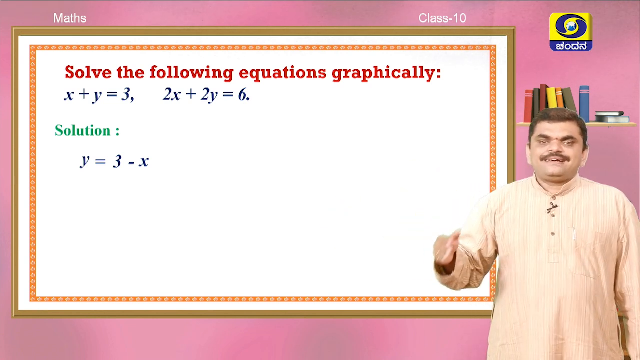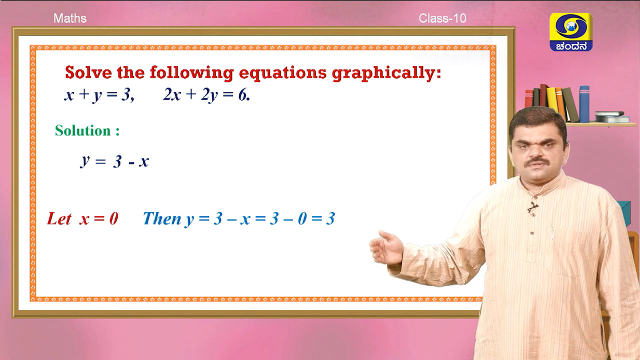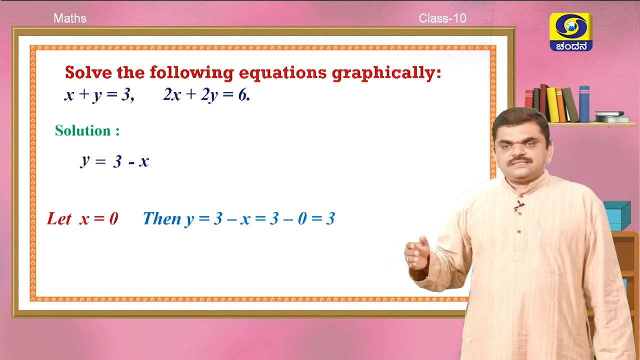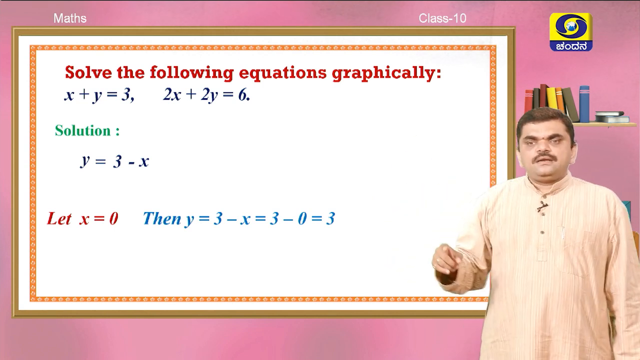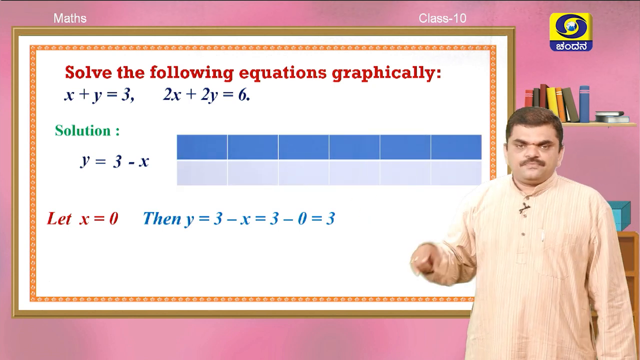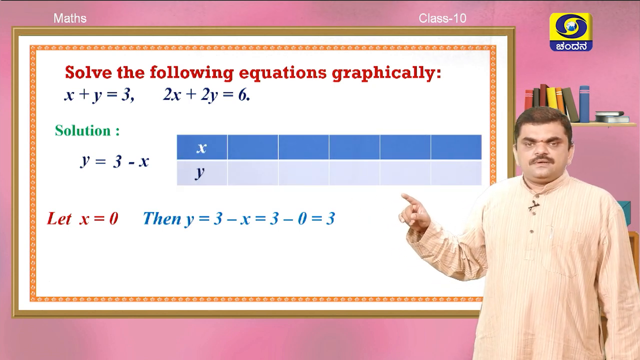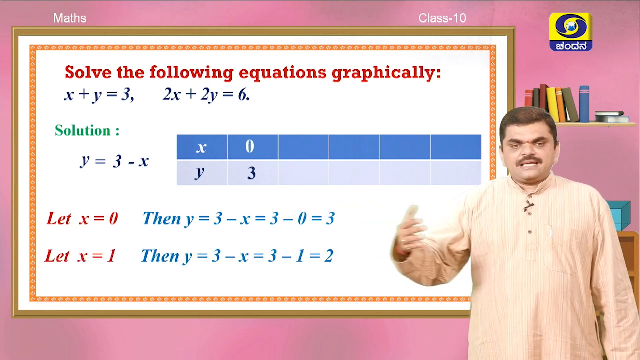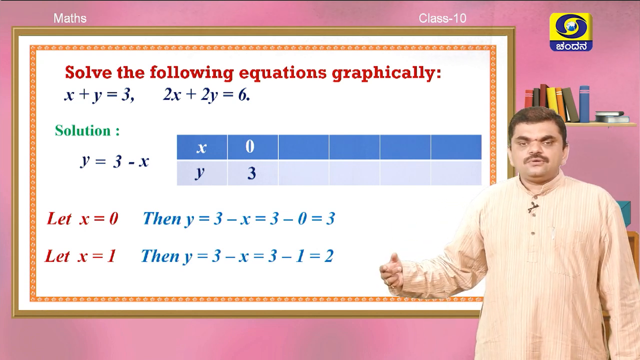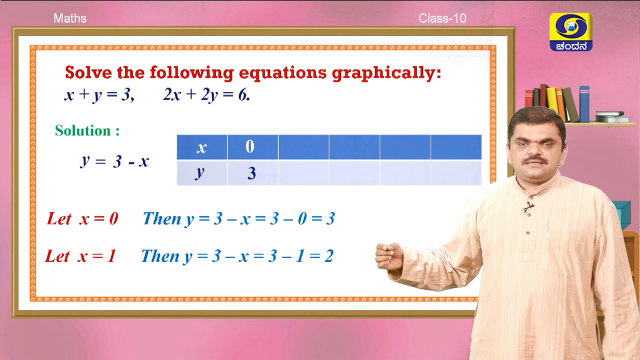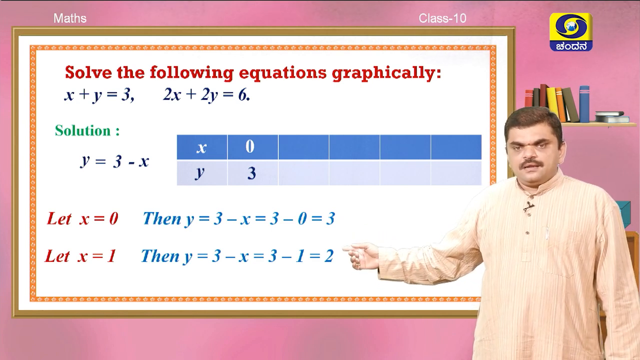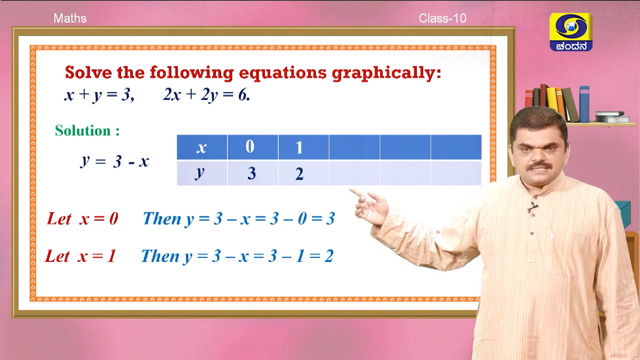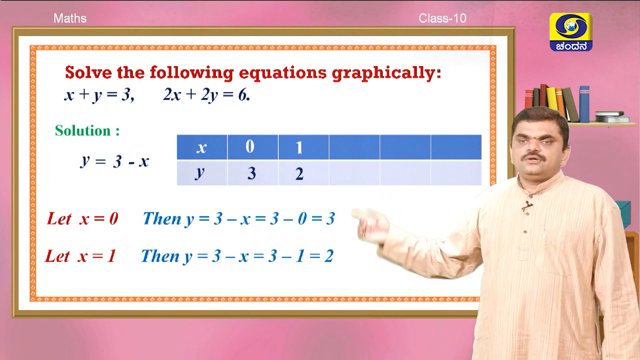So, now take x as 0, y becomes 3 minus 0, that is 3 here. Now, what is the step? First construct a table, create a table and mark the x comma y coordinates. When x becomes 0, y becomes 3, yes. Now, let x is equal to 1, y is equal to 3 minus 1. What is the value of 3 minus 1? Yes, 2. So, write down x is equal to 1, y is equal to 2 here, children.